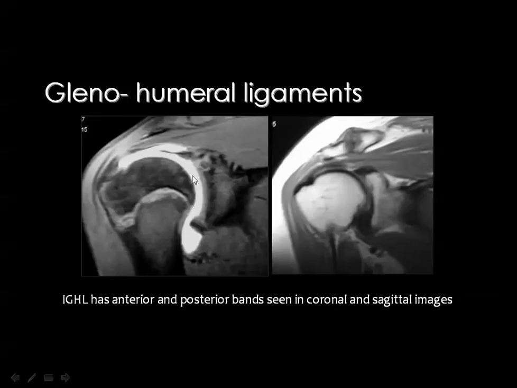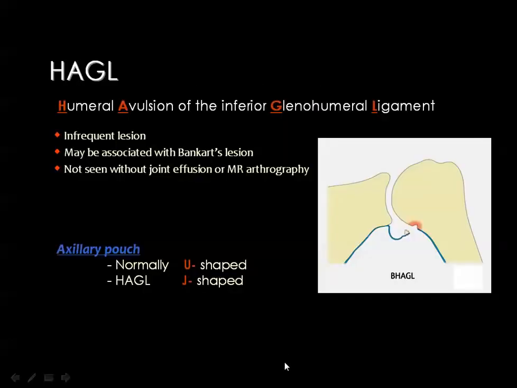But if there is effusion in the joint, or you introduce fluid or contrast within the joint doing an MR arthrogram, then you can distend the axillary pouch and you can see the inferior glenohumeral ligament separable from the inferior labrum. Then there is a well-known injury which is known as HAGL, meaning humeral avulsion of the inferior glenohumeral ligament. And this is the inferior glenohumeral ligament. When it is avulsed from the humerus, it is known as HAGL. And when it is avulsed from the glenoid, it is known as GAGL.